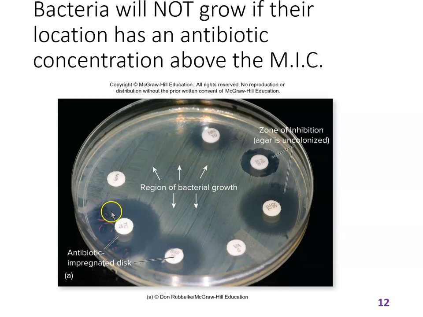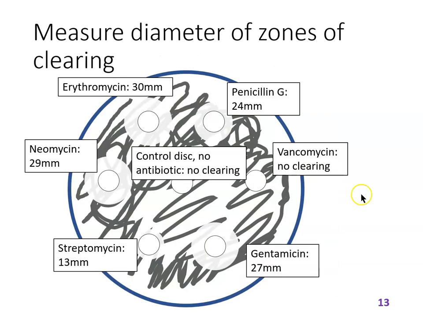You're seeing through the agar here, and there's no bacteria. It's all based on the fact that whatever these cells are cannot grow if there's this antibiotic in this concentration. But when you get far enough away, that antibiotic is dilute enough that the cells can grow. And so what we do is we measure our own zones of inhibition.